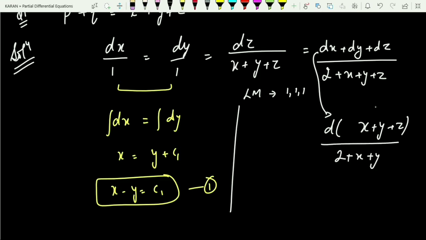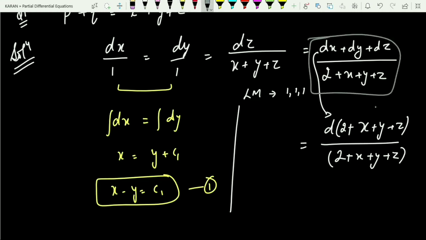But now this 2 is not disturbing me. Why? Because the derivative of a constant is 0. So I will say the derivative of 2 plus x plus y plus z divided by this, right? Because they both are exactly equal to each other. So what I'm saying is, this thing and this thing are exactly equal to each other, right? Now this is the derivative of a function divided by the function, so that is nothing but the log of the function, right?